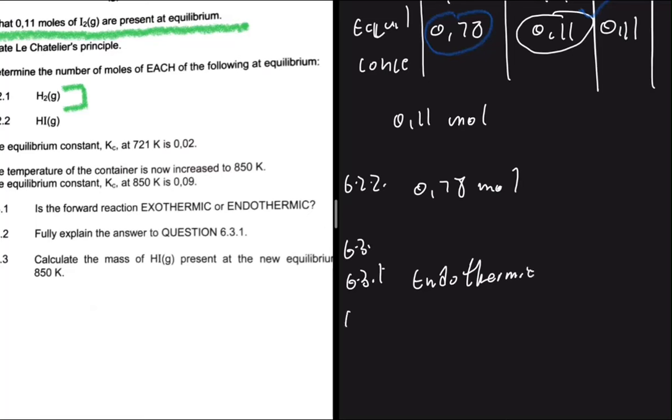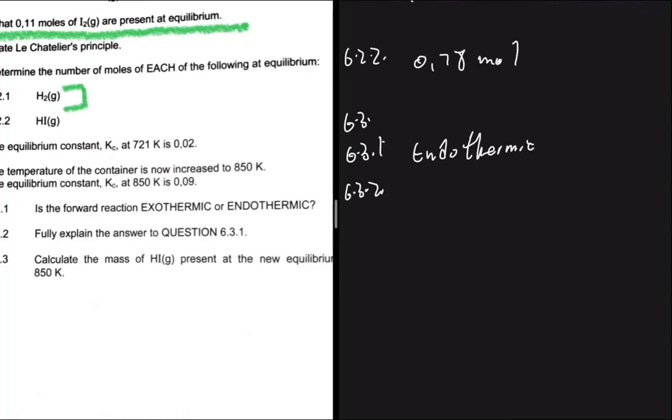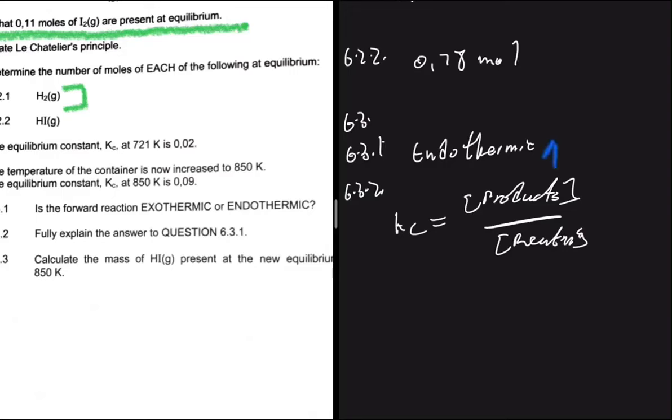And why am I saying that? 6.3.2. We need to fully explain that. So what we know, just from the basics, let me just write this first. Kc is equal to the concentration of the products divided by the concentration of the reactants, right? So if Kc increases, it means that now we have more products. The forward reaction was favored. So the question is saying, is the forward reaction exothermic or endothermic? The forward reaction is endothermic.